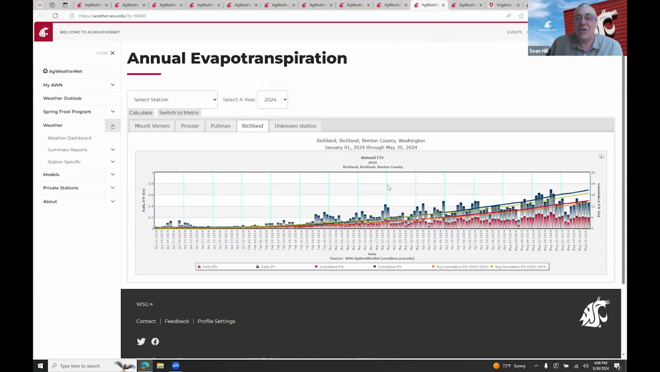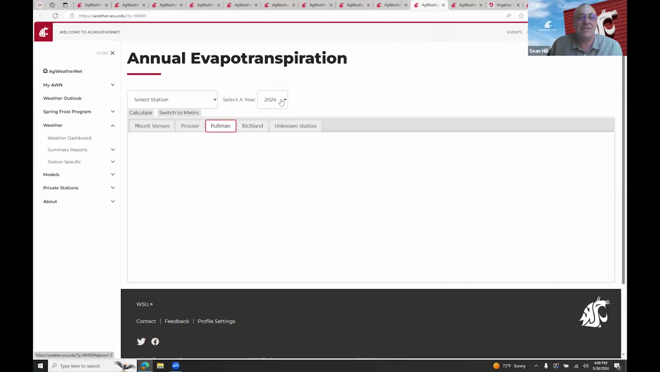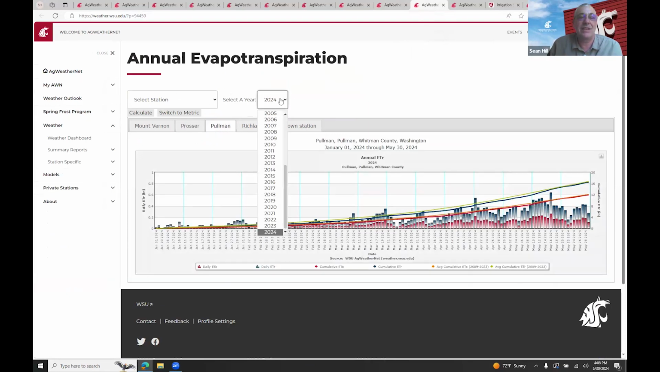Annualized evapotranspiration is another chart that you can look at based on the history of the station. You can go backwards in time and see what the estimates for past years might be.